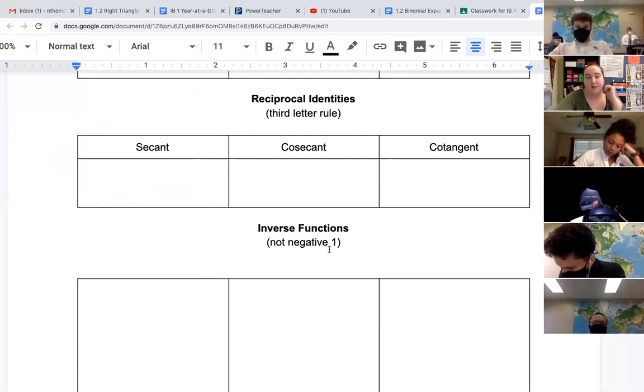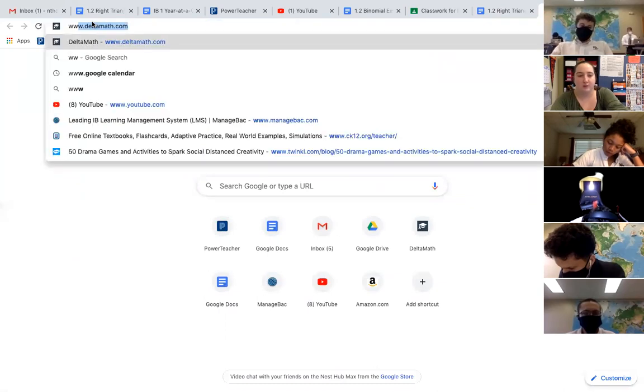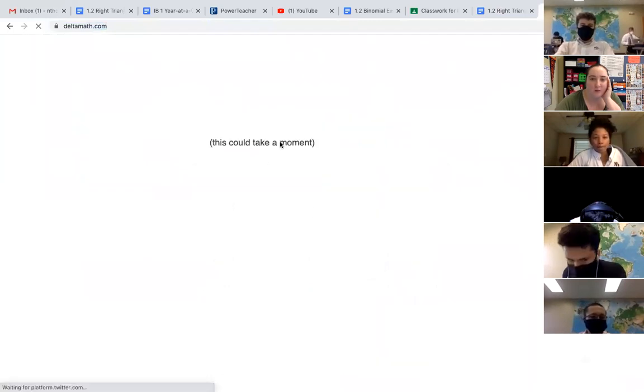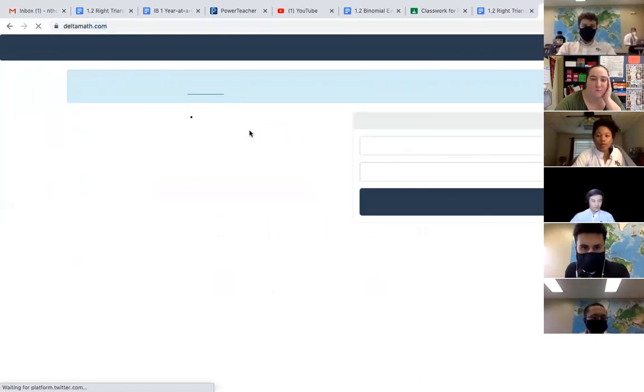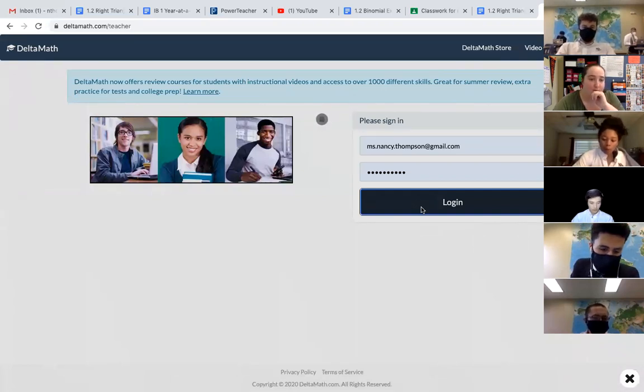And your Delta Math, fingers crossed, I am pretty positive I posted it, but let's just double check. It should be under the Delta Math, under 1.2. And just a reminder, I'm going to be checking all of this week's Delta Math on Sunday.